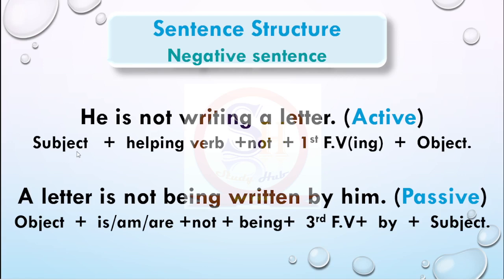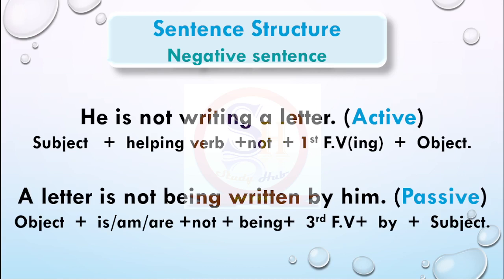The structure over here is: subject is here, he; the helping verb is according to the subject; then comes not after the helping verb; then first form plus ing, and a letter is here, the object. This is the simple structure which is called the active voice, which we have been using for many years. Now if you want to change this active voice into passive voice, you are to change the structure of the sentence. I told you in the previous lecture that there are certain rules.